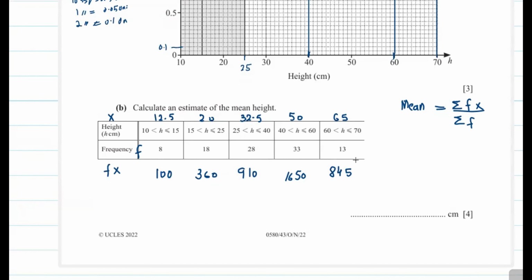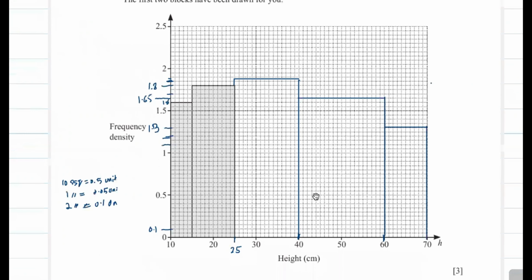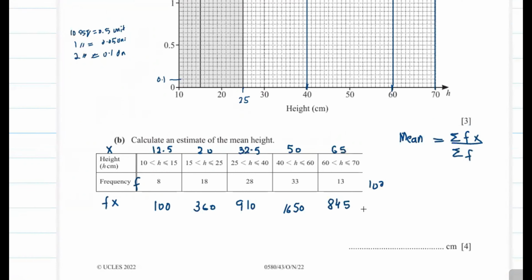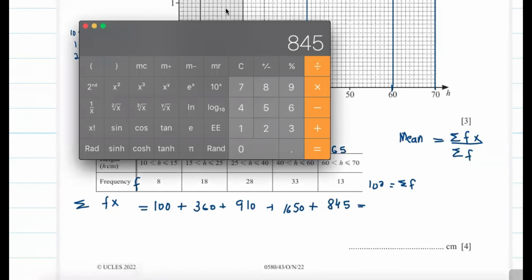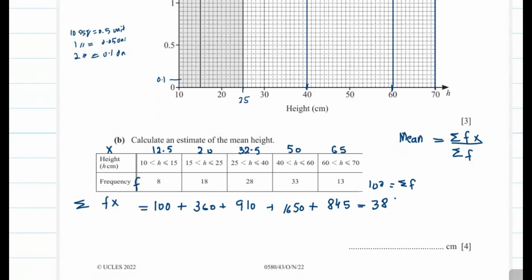Now the sum of frequencies is equal to 100, because here the number of plants is 100 plants. Therefore, the frequency will be 100. Now we take the sum of these values. This is the total frequency, and now the total of these values will be the sum of fx. Now we see that 845 plus 1650 plus 910 plus 360 plus 100, that's equal to 3,865.